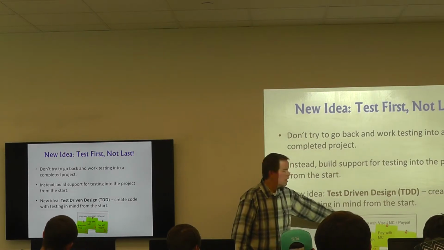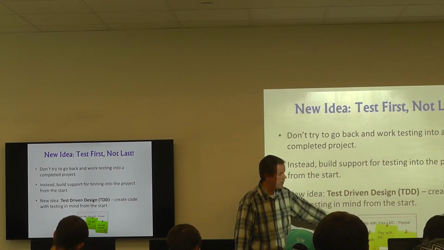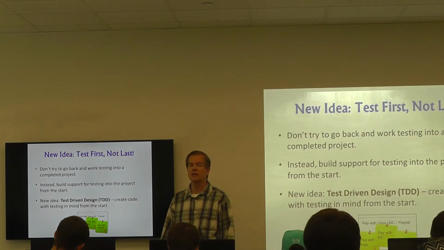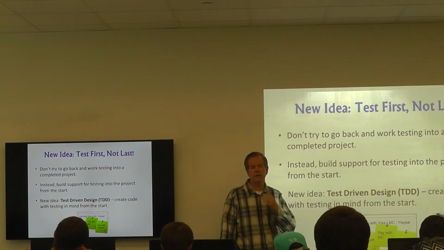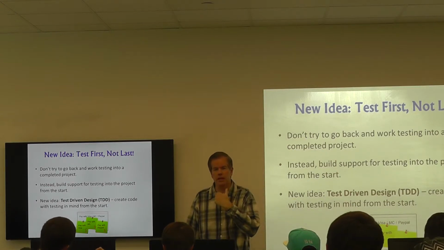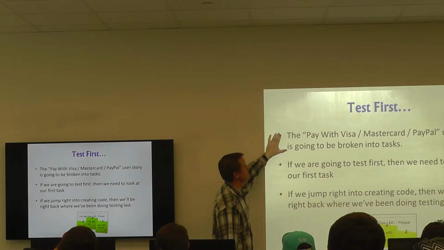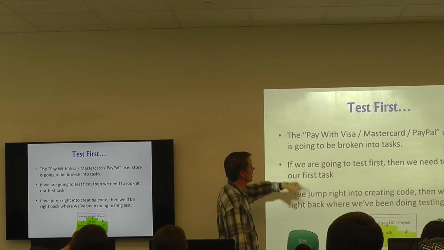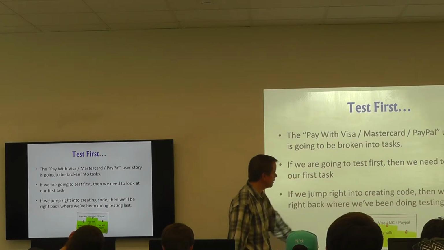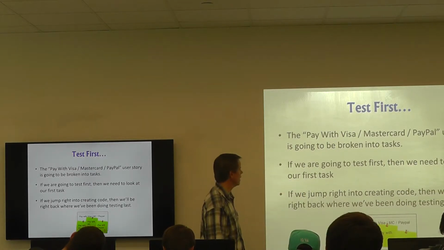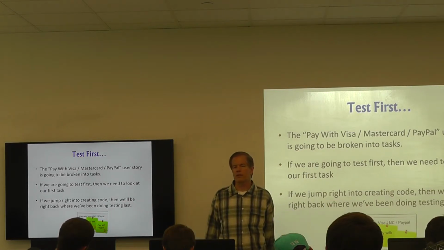Now remember, this is one of our user stories. Remember Pay with Visa, MasterCard, and PayPal, and we broke it up into 3 tasks. So if we go all the way back to here, this is the right time for us to start to think about testing. We haven't done any coding on this yet, right? So test first. So with this particular user story, we want to break it into tasks. We know about that. If we're going to test it first, then we need to take a look at our first task.